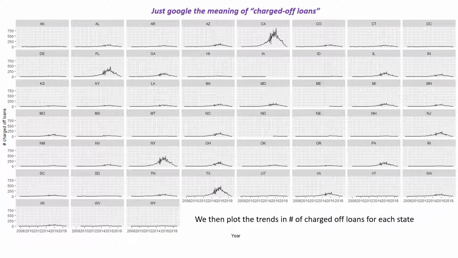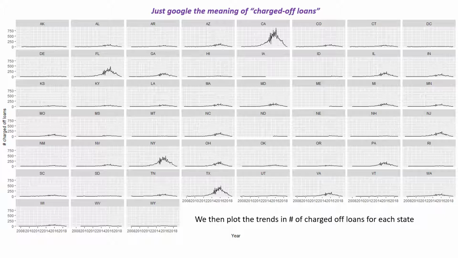When we plot the trends of the number of charged-off loans for each state, we see that states like California, Florida, New York, and Texas have an obvious increasing trend with respect to the number of charged-off loans. I'm sure you realize the trends in each state are very similar to the trends we just saw in the total number of loans for debt consolidation.